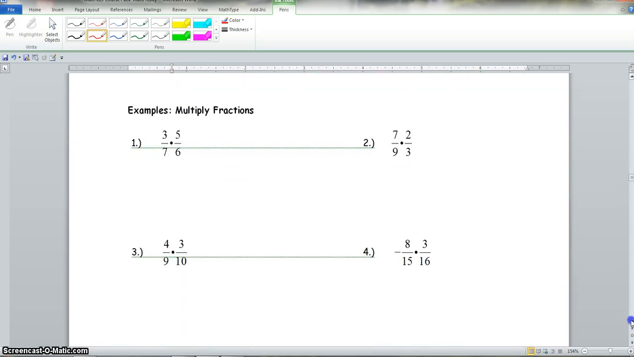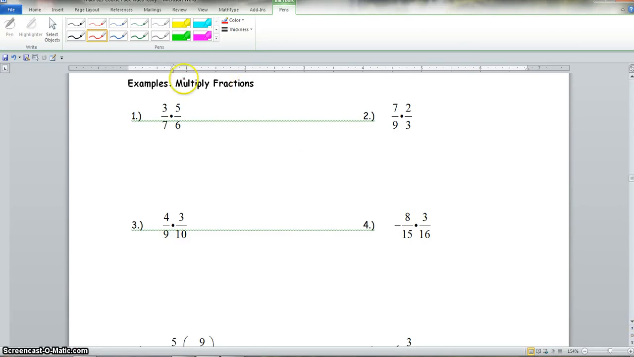Now, I want to do a few examples of multiplying fractions. So let's start off like we just learned. We multiply top times top, 3 times 5 is 15. And the bottom times the bottom, 7 times 6 is 42. Now in our previous lesson in 4.2, we simplified using the greatest common factor. The greatest common factor of 15 and 42 is 3. 15 divided by 3 is 5. 42 divided by 3 is 14.